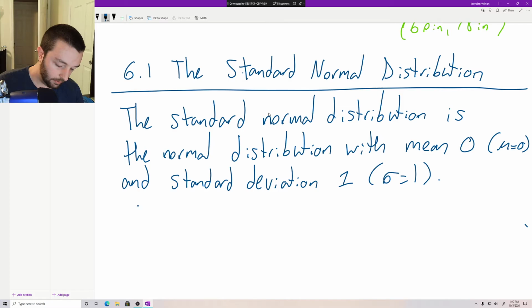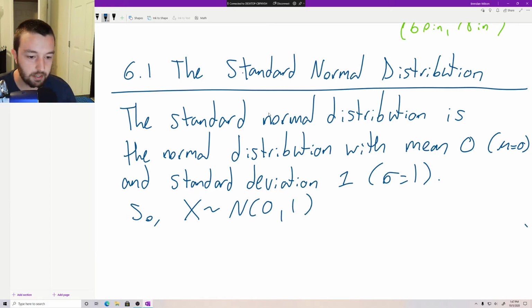Okay, so X would be normally distributed with mean 0 and standard deviation 1. So this is what the standard normal distribution is. But what if we're given something that's normally distributed? How do we take it and make it standard normally distributed? Well, we use what's called the z-score.